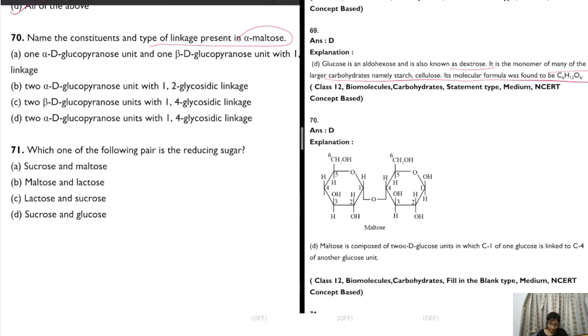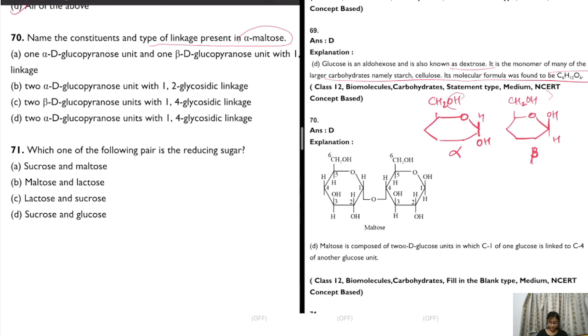See, what is alpha group? How do we know whether a group is alpha or whether a group is beta? For example, I'm not drawing the other OH or H. I'm just telling you how to know whether it is alpha or beta. If OH is here, it is alpha, and if OH is like this, it is beta.